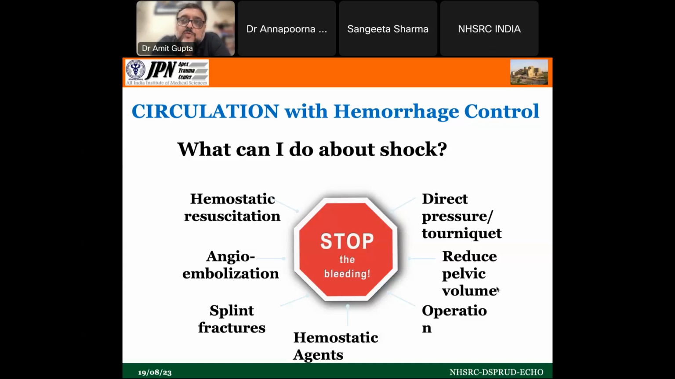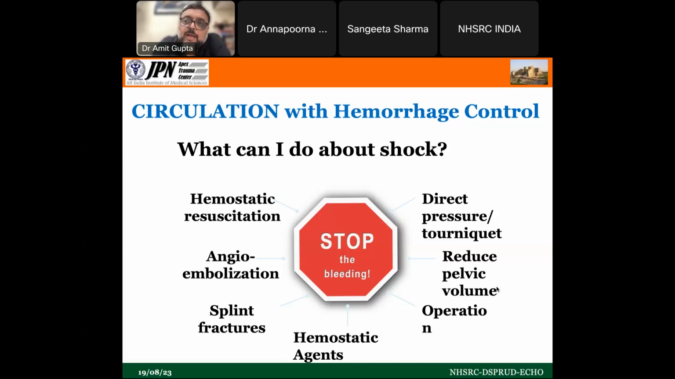Later on, you can use hemostatic agents like tranexamic acid, which is now a part and parcel of trauma management. You have to splint the fractures, because free, moving fractures will bleed more than splinted fractures. So for fractures, you can splint. And then finally, you have to control or stop the bleeding, and that may require surgery. If you have a surgeon at hand, then obviously it is good. You can directly shift the patient to the OR.